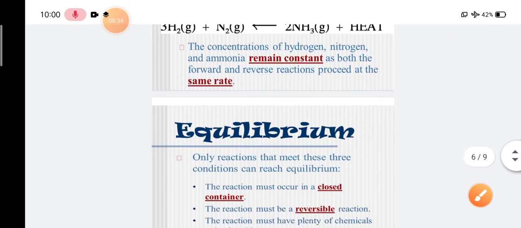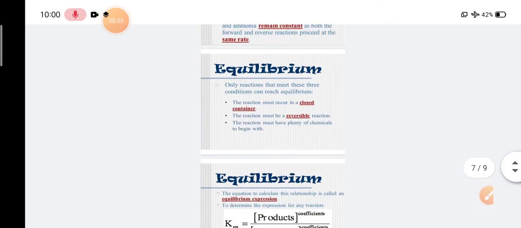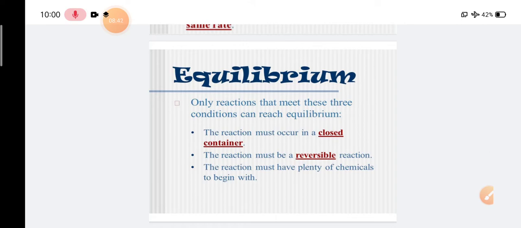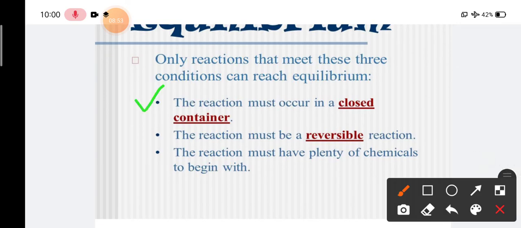Okay, so let's proceed to the next point. Can all reactions attain equilibrium or not? To attain equilibrium, all reactions should obey three requirements. These three requirements are, number one, the reaction must occur in a closed container.